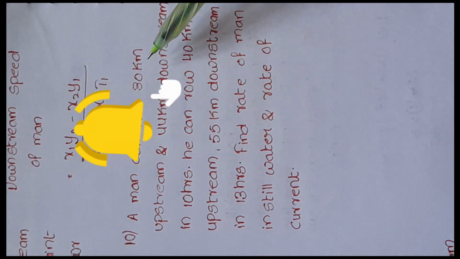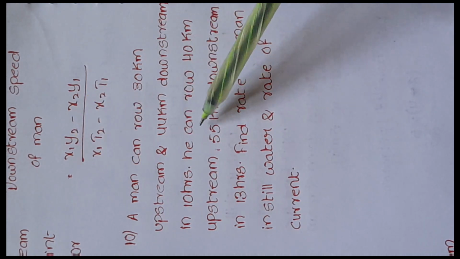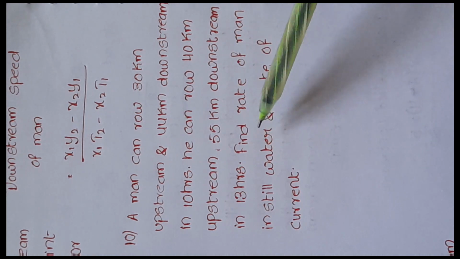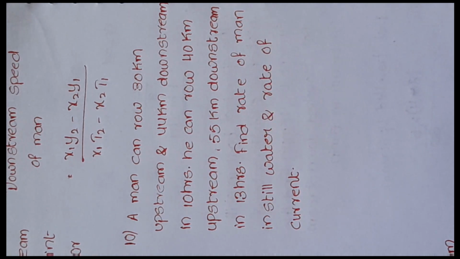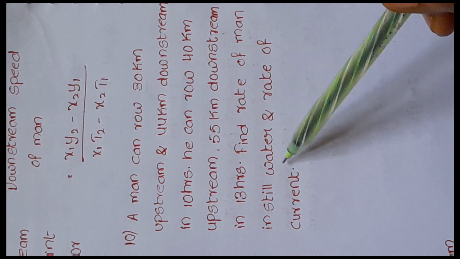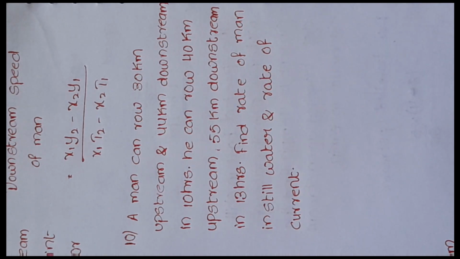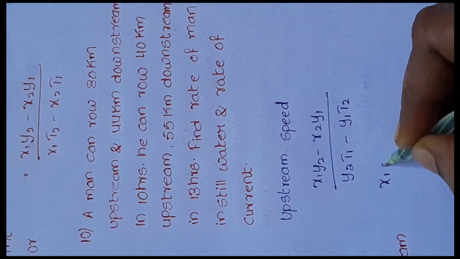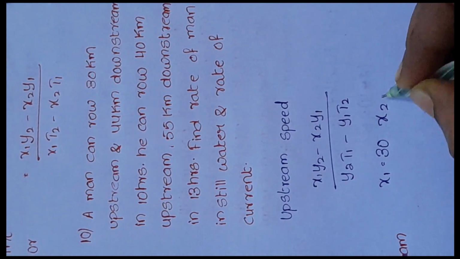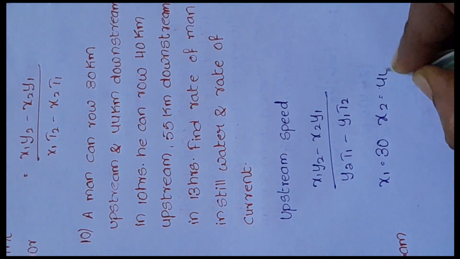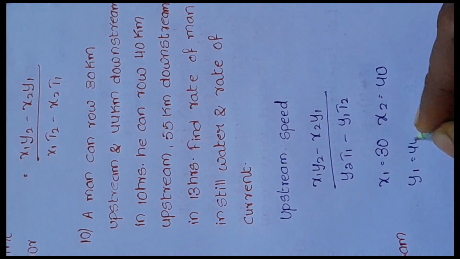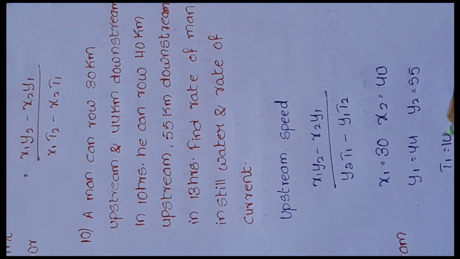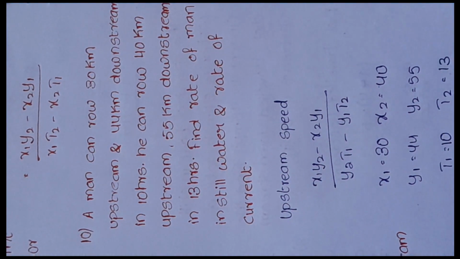10th question. A man can row 30 kilometers upstream and 44 kilometers downstream in 10 hours. He can row 40 kilometers upstream and 55 kilometers downstream in 13 hours. Find the rate of the man in still water and the rate of the current. In order to find these, first we need to find the upstream speed and downstream speed of the man. Upstream speed formula is this. From this, x1 is equal to 30, x2 is equal to 40, y1 is equal to 44 and y2 is equal to 55. t1 is equal to 10 and t2 is equal to 13.